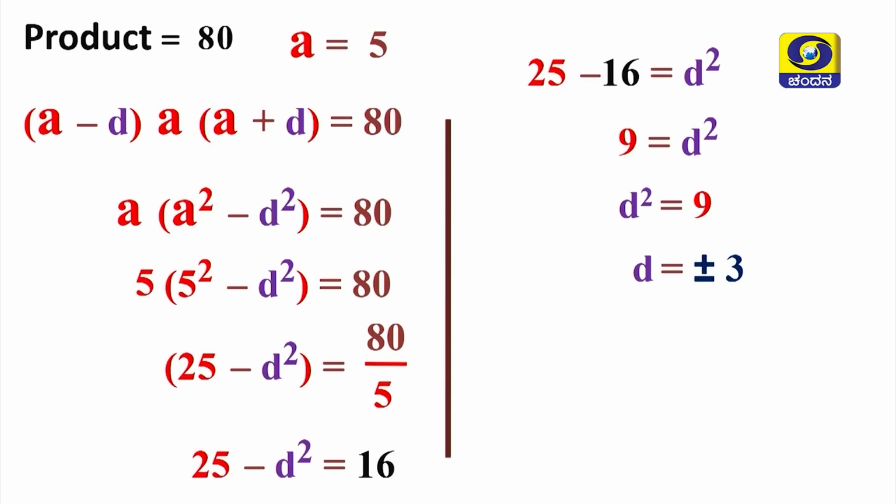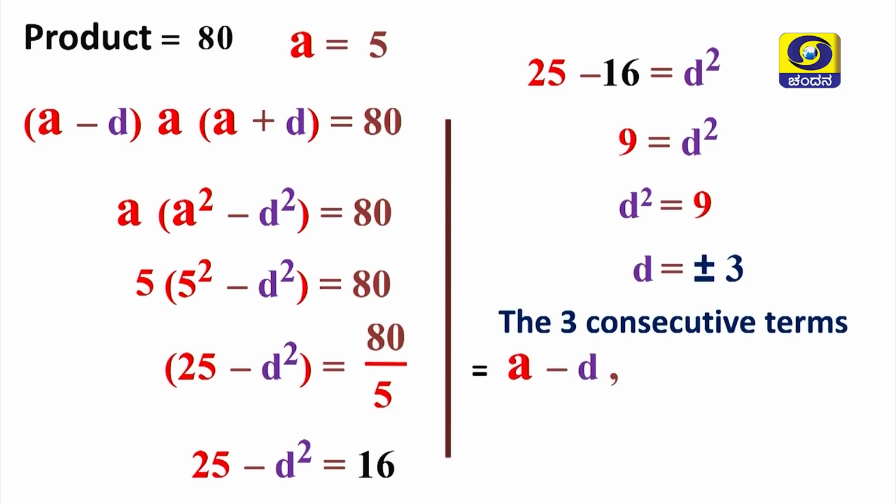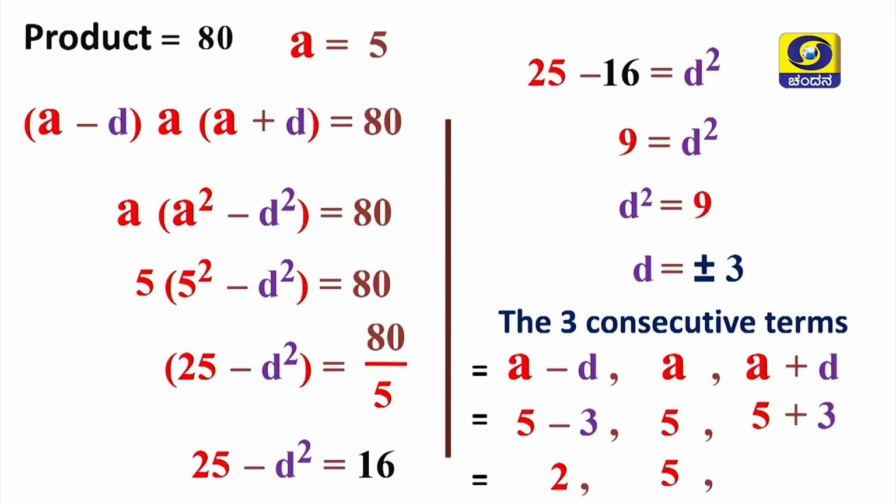Therefore, the value of d is plus or minus 3, and you have already found out a. Just now you found out d. Using a and d, you can write down the 3 consecutive terms. Which are the 3 consecutive terms? The first term is a minus d, second term is a, third term is a plus d. Now substitute the values. A is 5, d is 3. 2 is the first term, 5 is the second term, 5 plus 3, 8. Therefore, we were able to find out the 3 consecutive terms which are in AP. They are 2, 5, 8 and 2 times 5 times 8 is 80. Understood? That is the beauty of this problem, my dear children.